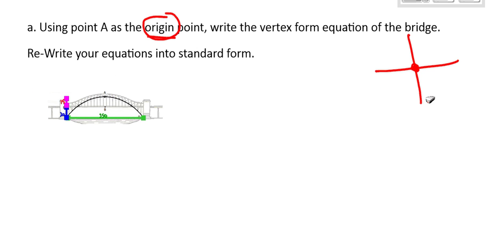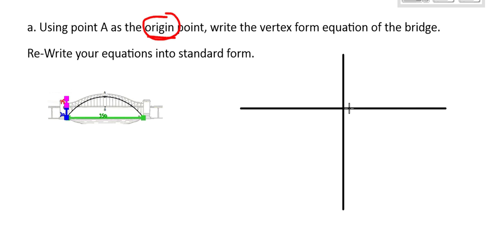So where's my eraser here? So let's go ahead and draw a pretty decent picture to help us understand. Again, the origin is where the x and y axis intersect on the Cartesian plane. And so what we're going to do is redraw this parabolic arch. But again, we want point A to be here. So that would mean it would look something like this. We don't need to be perfect. We just want to make sure that we get point A and we see roughly what's happening.